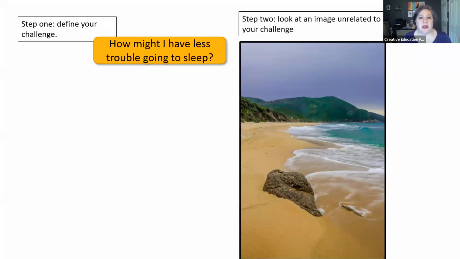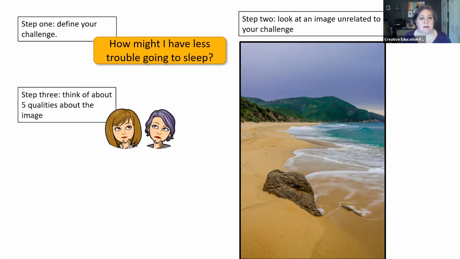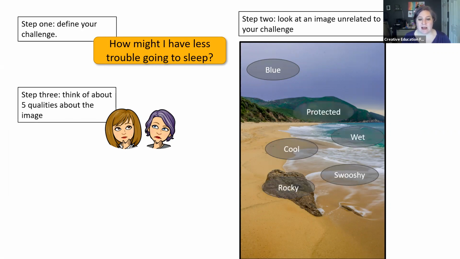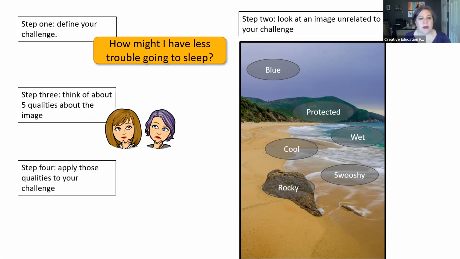Step 2 is to look at an image that is unrelated to your challenge. We have this lovely beach shot. Step 3, think about 5 qualities about the image that you can come up with. So in our case, we had blue, cool, swooshy, rocky, wet, and protected. Now that we have these concepts and these qualities, we can apply those qualities to our challenge.